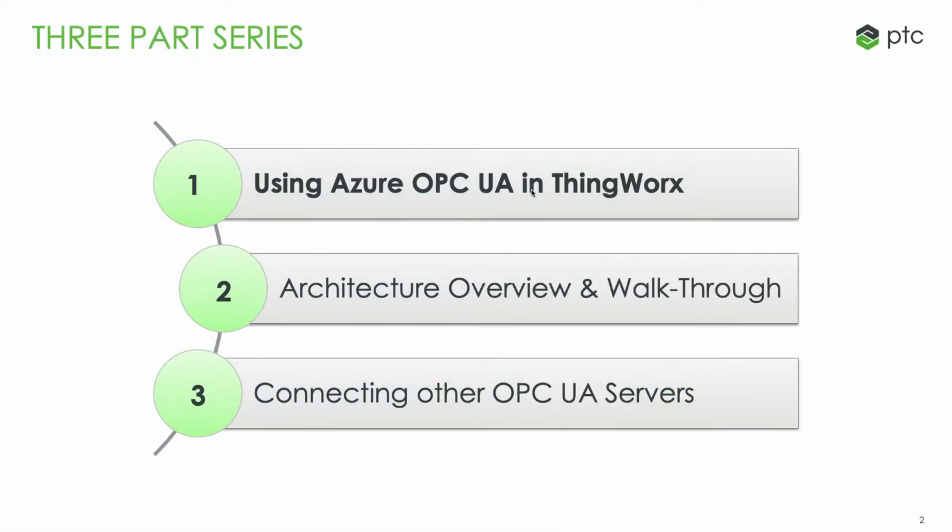I'm dividing this into a three-part series in order to stay focused and simple. This first part gives you a brief history and overview of the integration, as well as a demo of how it's going to work. The second part will go over the overall architecture in more detail, looking at some of the components and how it comes together. And the third part, finally, is just to have a little bit of fun and connect up some other OPC UA servers.